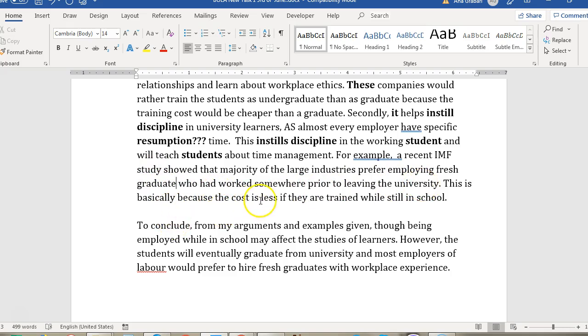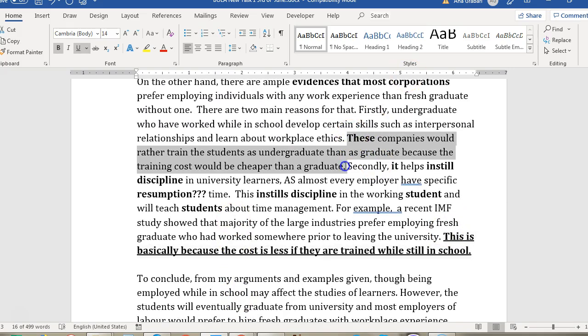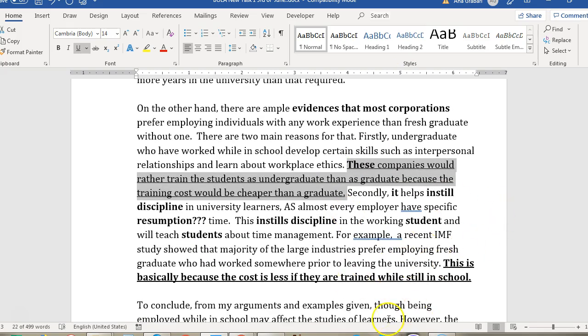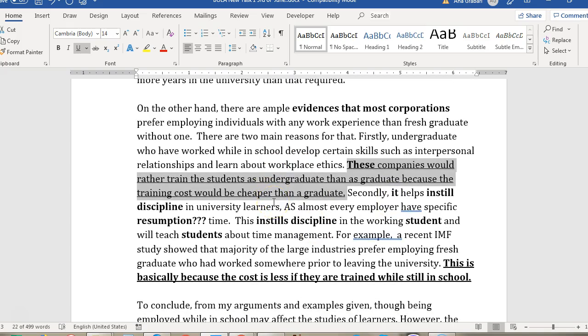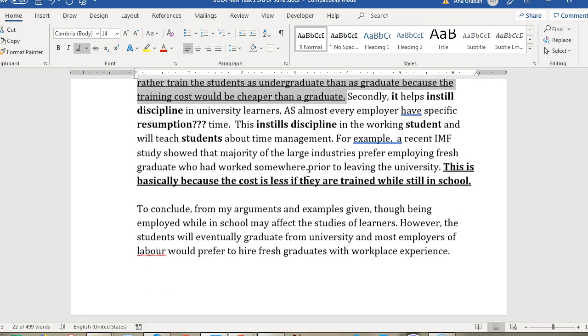Okay, this is basically because the cost is less if they are trained while still in school. You are repeating yourself again because you have mentioned this idea right here. Why would you say it again? So perhaps if you want to retake the main idea and conclude on the whole paragraph, you could say, thus, it is undoubtedly there's a huge benefit in working casual jobs because it, let's say, heightens your chances of being employed, something like this.